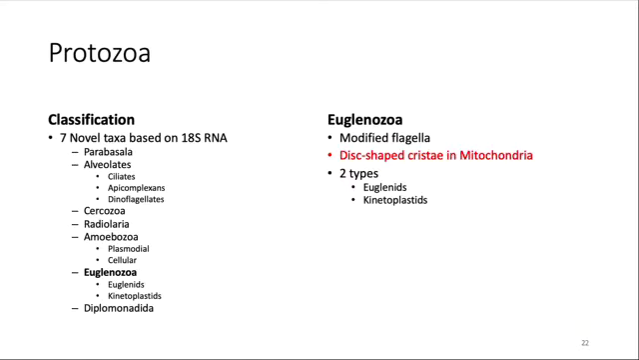Then under protozoans, another group that we have in terms of taxa is the Euglenozoa. So they have modified flagella. The most important characteristic is that they have disc-shaped cristae in their mitochondria. So they have mitochondria, but the cristae, which are the surface of the inner walls of the mitochondria, are shaped like a disc. There are two types. We have the Euglenoids and the Kinetoplastids.